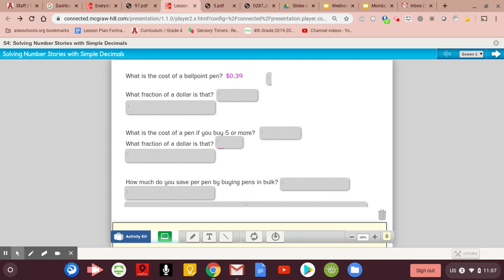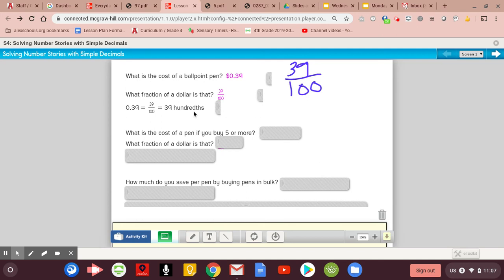Remember from the previous page, this is the decimal, 0.39. So that is 39 hundredths. You're going to put 39 hundredths because the whole is $1 or 100. So let's check our work. It says, what fraction of a dollar is that? 39 hundredths. And then here it shows you how they did their work. They made 39 cents into 39 hundredths in decimal form, converted it to fraction form, and this is how we would read it, 39 hundredths.